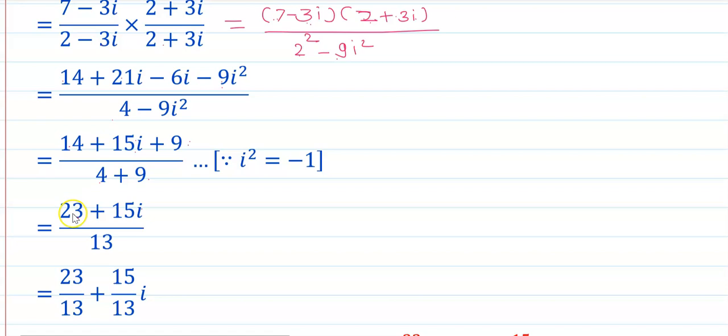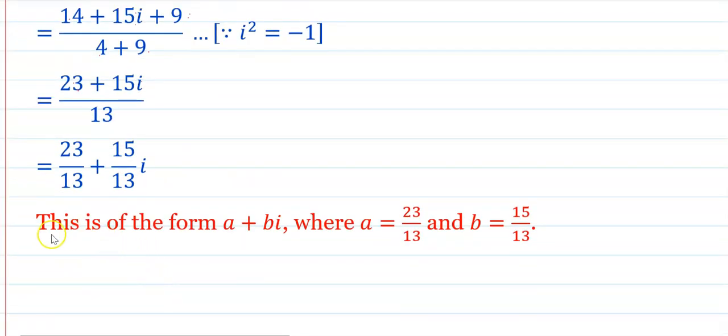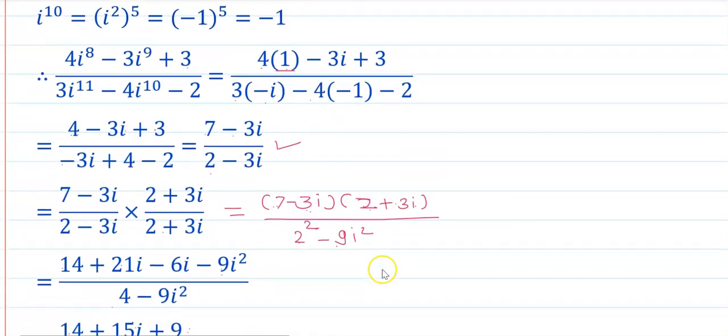And hence, separate this: 23 upon 13 plus 15 upon 13 into i. And hence, this is of the form a plus bi, where a is 23 upon 13 and b is 15 upon 13. Again, you can check that.